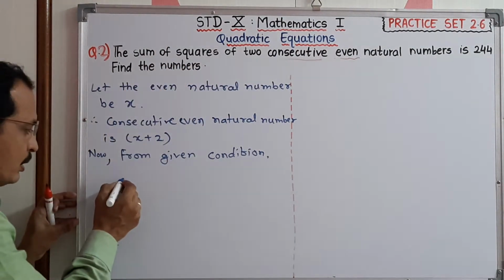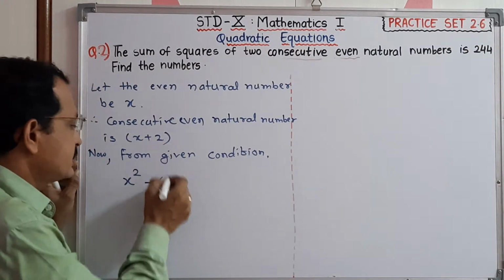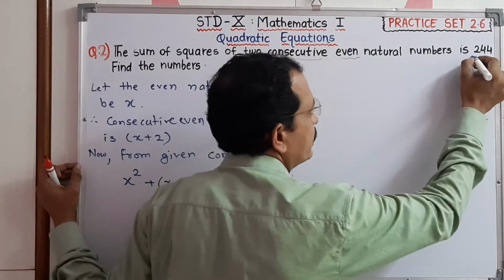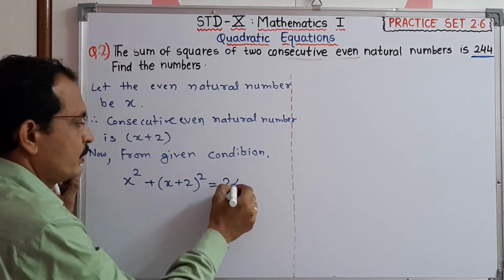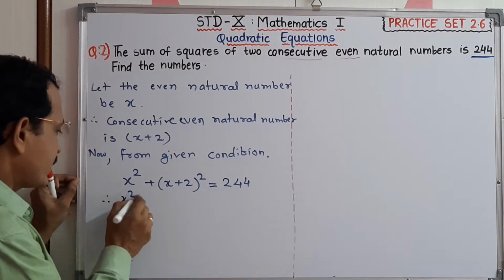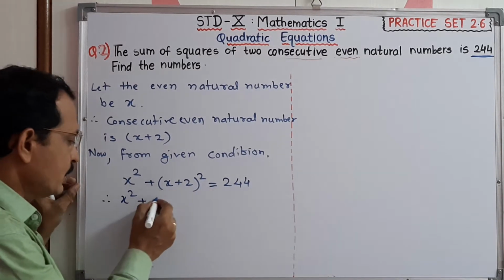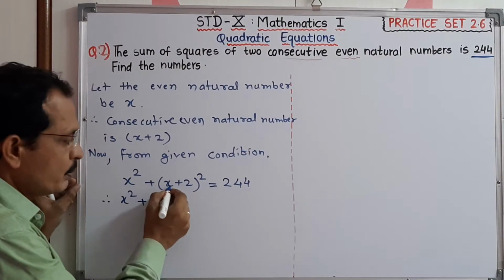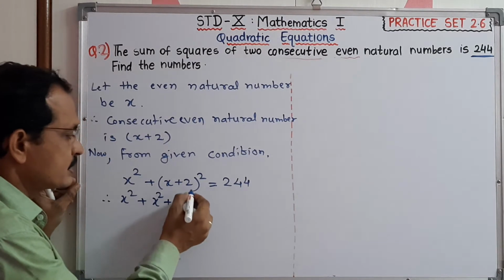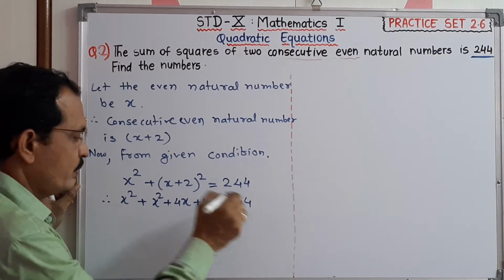Therefore we can write here first number is x, make the square of that, x square plus this x plus 2 bracket square. This sum is how much? It is 244. Therefore we write here 244. Now we have to solve this. Therefore it is x square as it is. This is a plus b bracket square. Expansion formula we have to use. Make the square of this x, do the multiplication of these two and double it. It is 4x plus the square of these two, it is 4, is equal to 244.